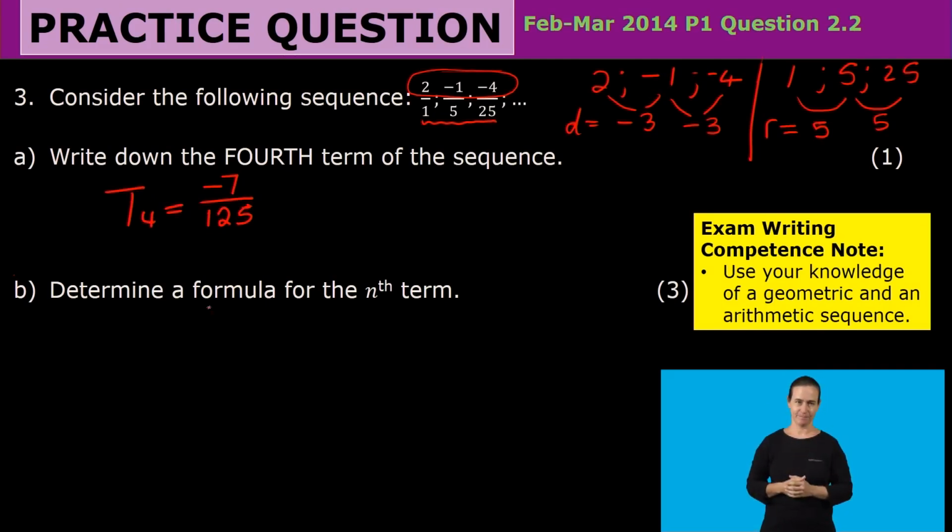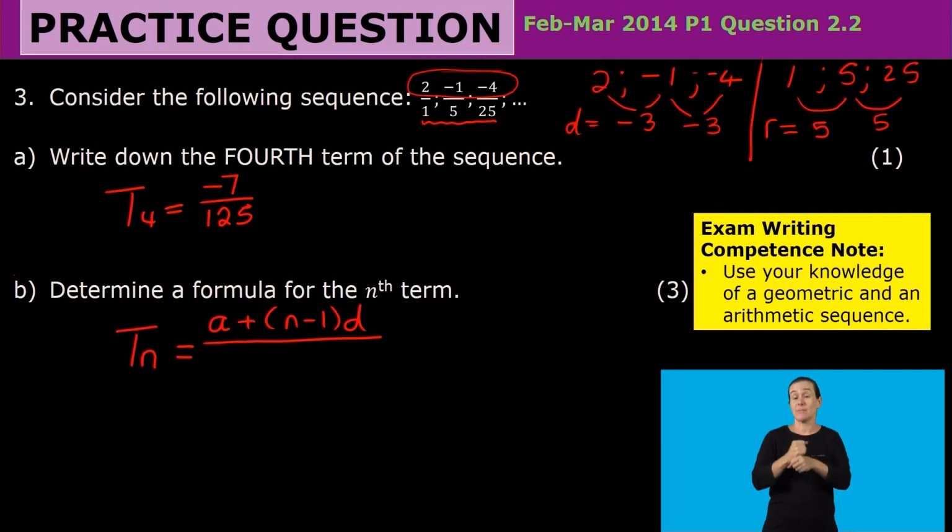What about determining a formula for the nth term? Well, we've already seen that the numerators form an arithmetic number pattern. So that is a plus n minus 1 d, and of course that will be our general term. That is divided by a geometric sequence, which is a multiplied by r exponent n minus 1.